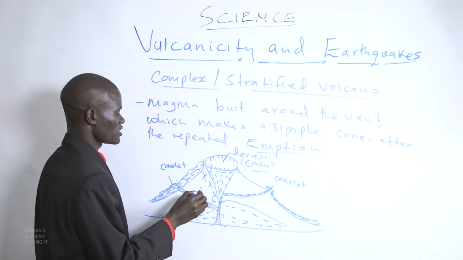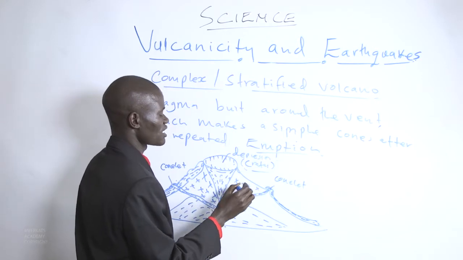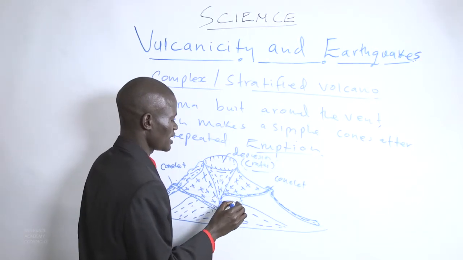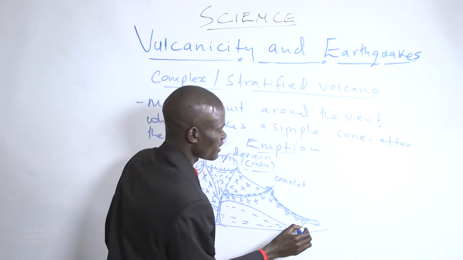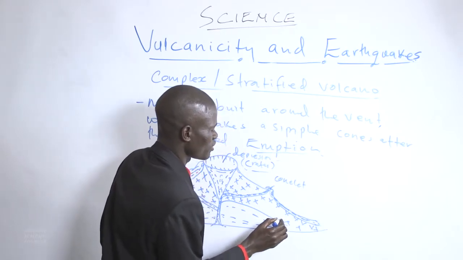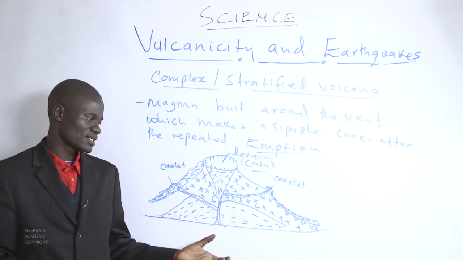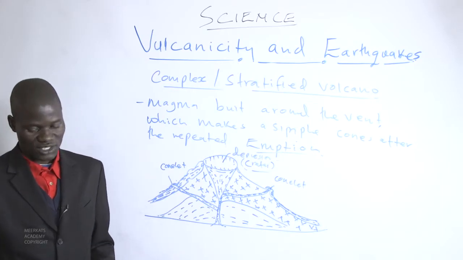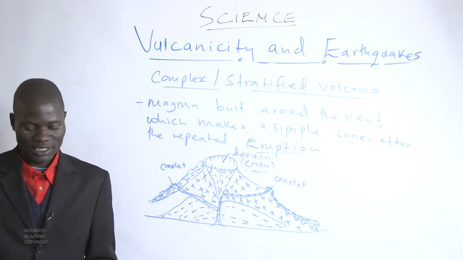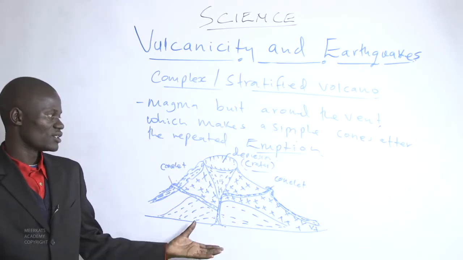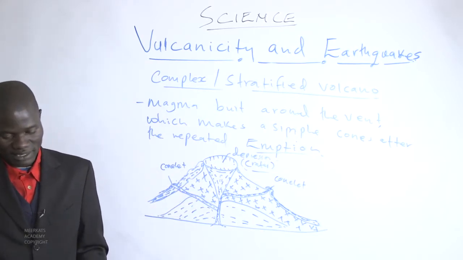It may look like this feature, forming in various parts of various regions where there are active volcanic mountains or volcanic features over the Earth's surface. And most of them are found in the regions where there are ocean trenches and where there is an effect of plate tectonics. As a result of that, they lead to the formation of such a feature. This is what we call the stratified volcano.